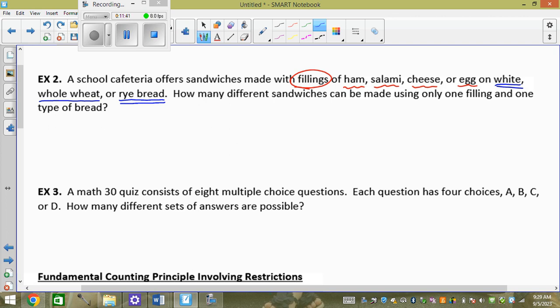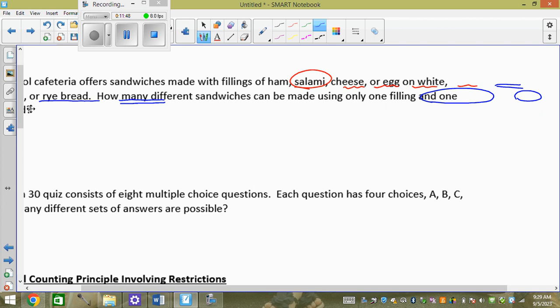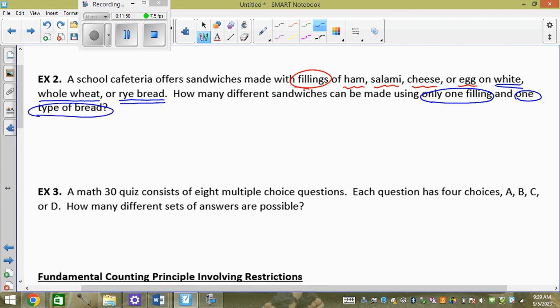It says how many different sandwiches can be made using only one filling and one type of bread. This is going to be fun. Okay. So we have, what goes underneath here? Part 1. And part 1 is actually the what? Yeah, the filling. And we're choosing one of them. That's what that blank means, right? Choosing one filling.